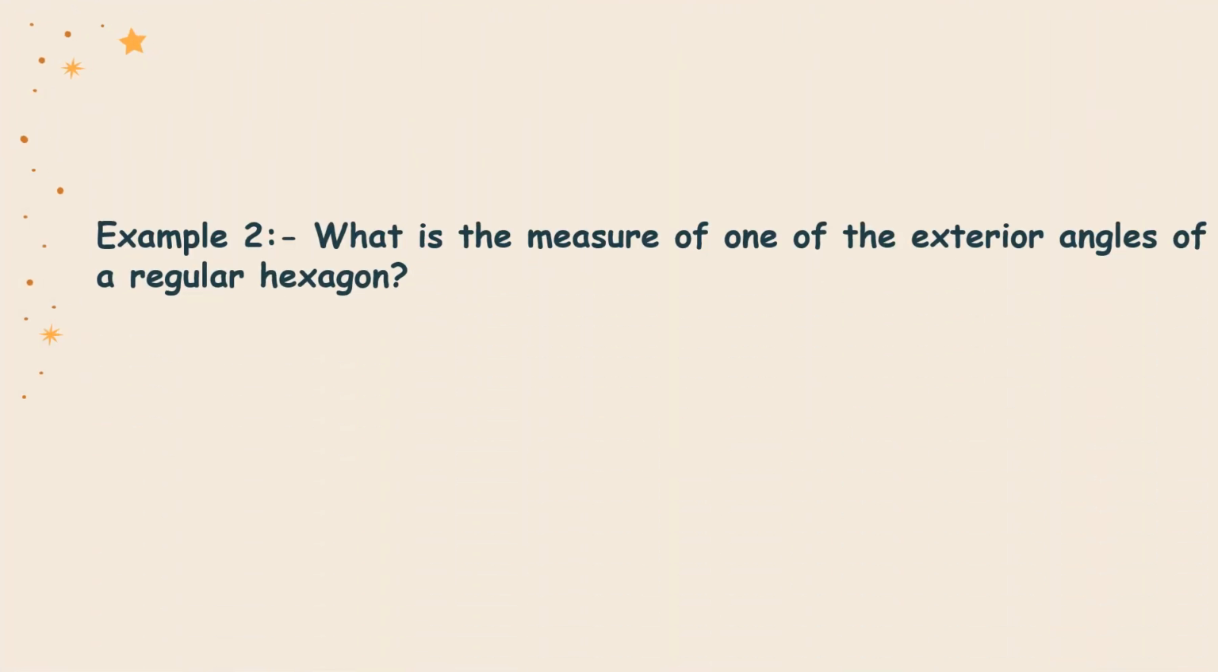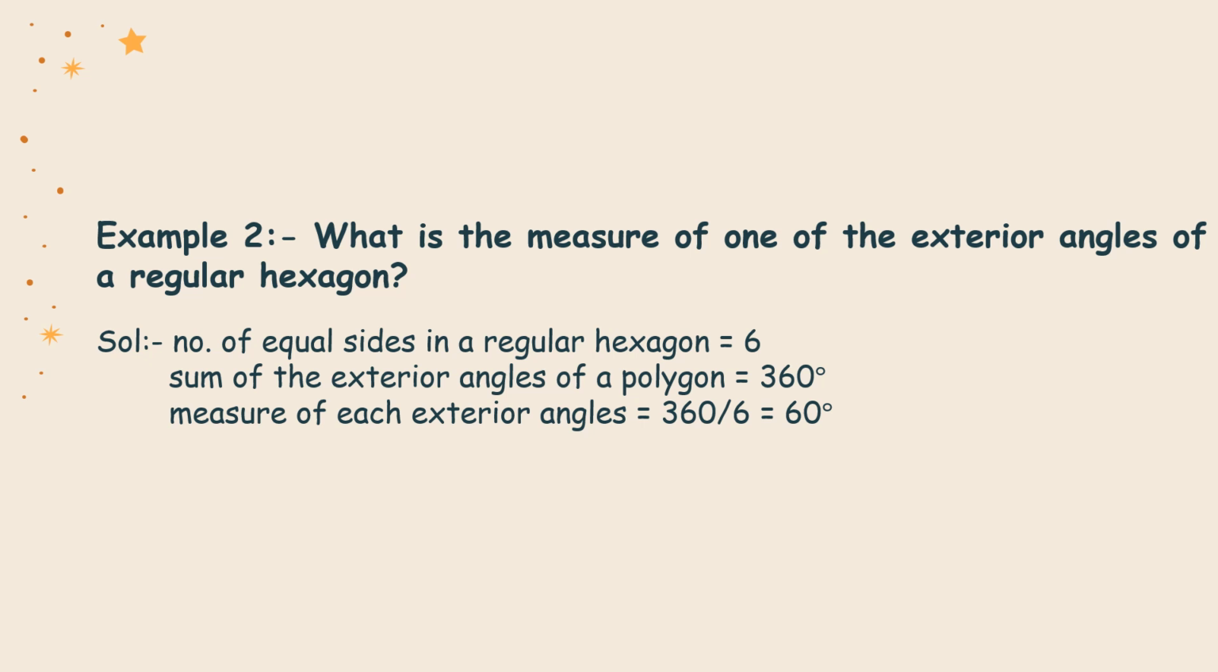Yes. So let's go to example number 2 now. What is the measure of one of the exterior angles of a regular hexagon? Now, just now I had taught you the formula that in a regular polygon, the measure of each angle is given by the sum of the angles of a polygon divided by the number of equal sides of the polygon. Now, what are the number of sides? 6. Number of equal sides in a regular hexagon is 6.